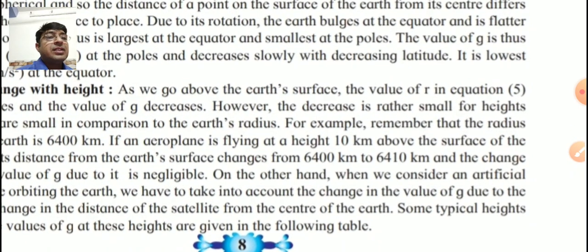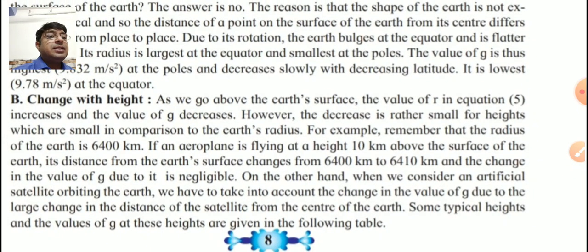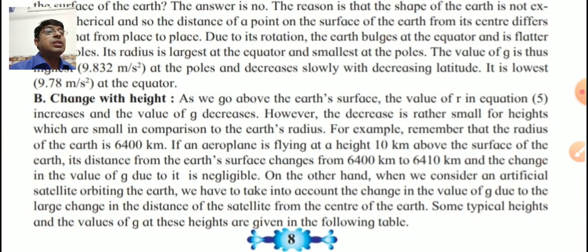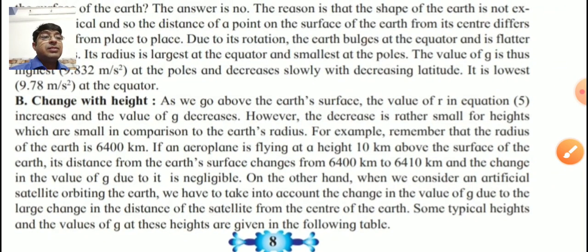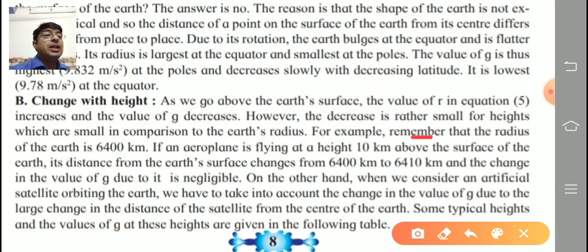However, the decrease is rather small for heights which are small in comparison to the Earth's radius. So you write this point in your answer. The remaining explanation you only read and remember. For example, remember that the radius of the Earth, we know, is 6,400 kilometers.